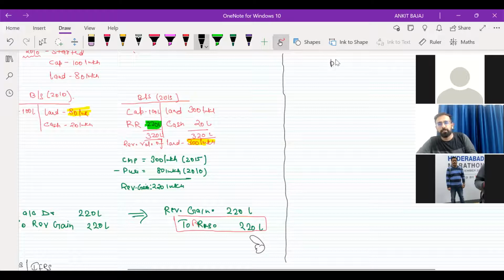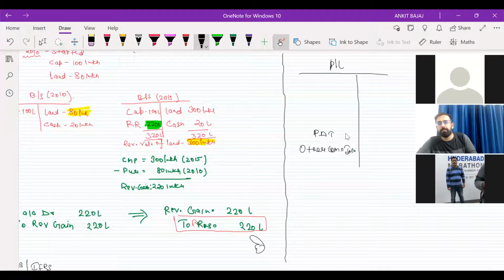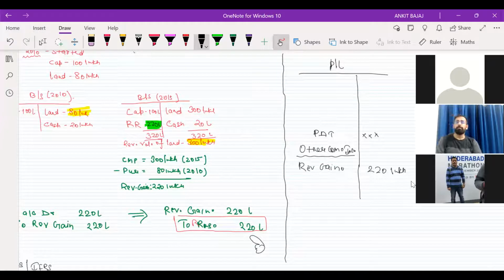Now what we have to do is show this transaction in the profit and loss account first. So as per the new set of books, when we are preparing the profit and loss account, we have to prepare one more statement, that is the other comprehensive income statement, right? Normally we will calculate PAT. Now we have seen there is a revaluation gain, so here we will write down the revaluation gain. What is the total amount of revaluation gain? It is 220 lakh, right?